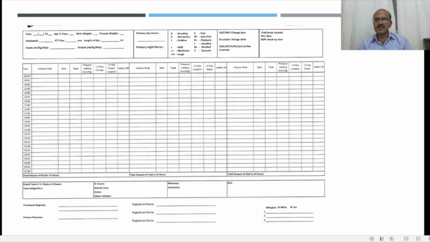So this is an example, the sheet we use in our unit. I'll be going into sections in detail, so don't worry about reading this big sheet. This is one part of it, and this is the breakup of this. So we have at the top the date, the age of the baby in days, birth weight, current weight, whether the baby is intubated, then the size and the length of the tube. These are important information, and this should be revised whenever the baby gets re-intubated.